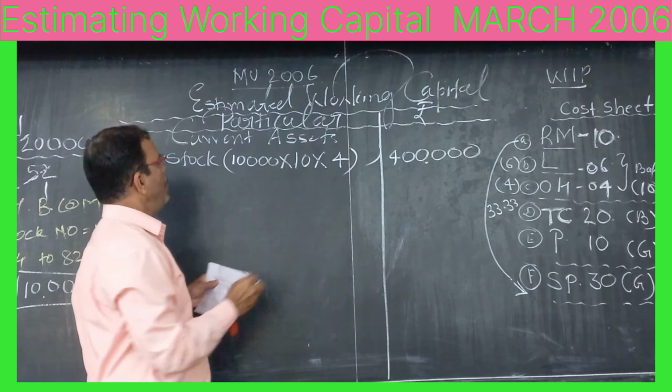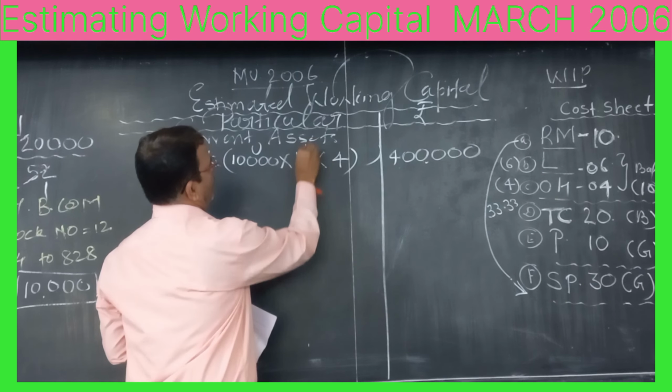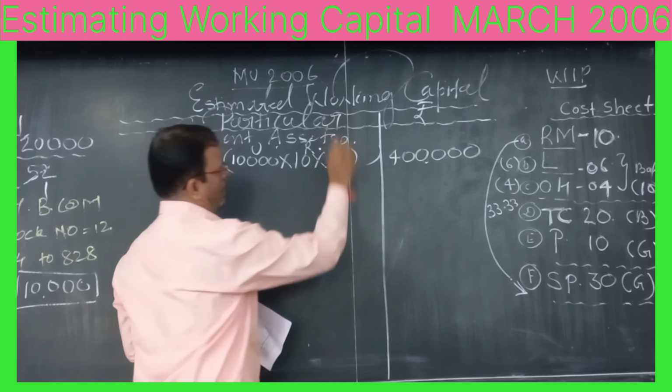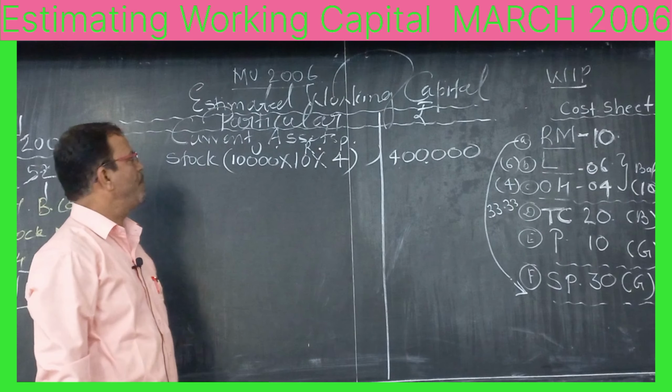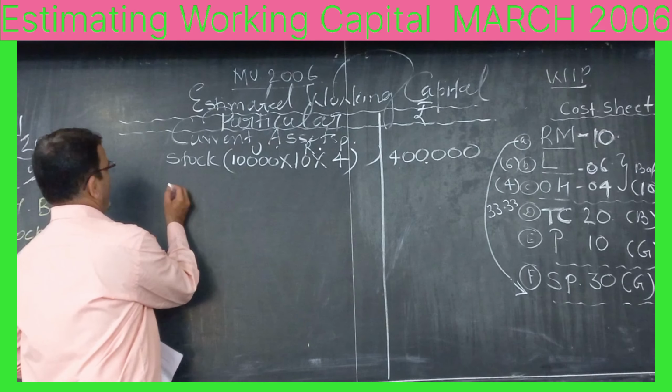So this is the unit, this is the rate, and this is the period. Unit into rate into period gives the total amount, 4 lakhs. So in this way, for stock we got 4 lakhs. This is the first item.